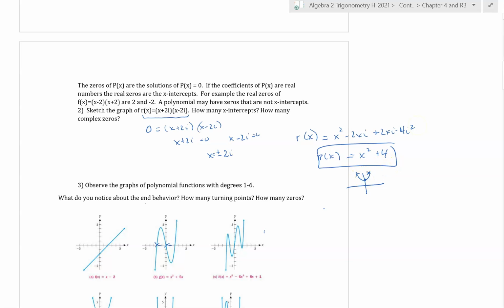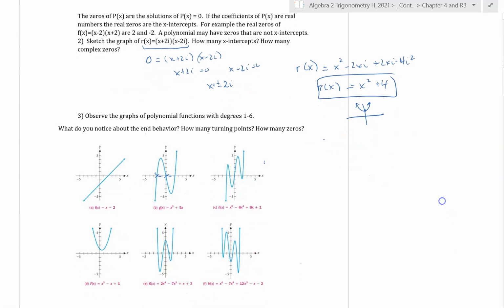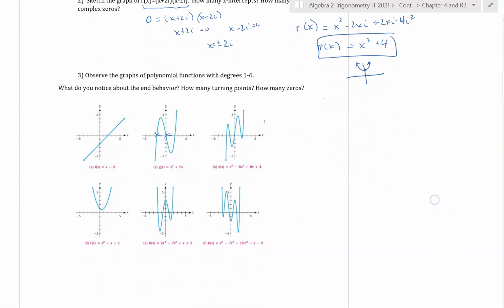So notice this is a parabola moved up 4. We know all about transformations. So notice there are no x-intercepts at all. So notice that we had no real zeros. We had two zeros that were plus or minus 2i, which was not a real zero. And notice we didn't have any x-intercepts. Very interesting.